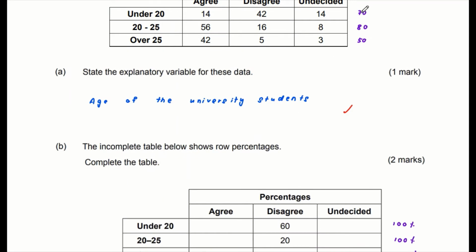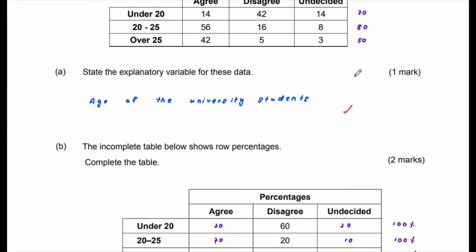So 14 divided by 70, you will be able to get 1 over 5, multiply by 100%, then you can get 20% and 20%. The next one is 56 over 80, divide by 8, then you should be able to get 7 over 10, so that's why it's 70%. So 8 over 80, then you can get 1 over 10, which is 10%. So 70 plus 20 plus 10 is 100, that's correct.